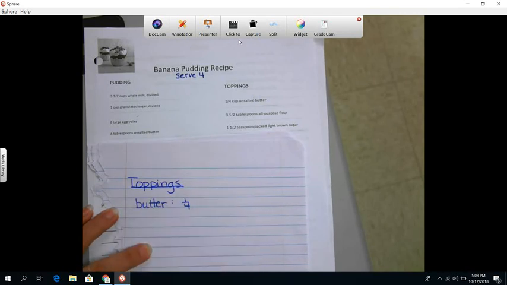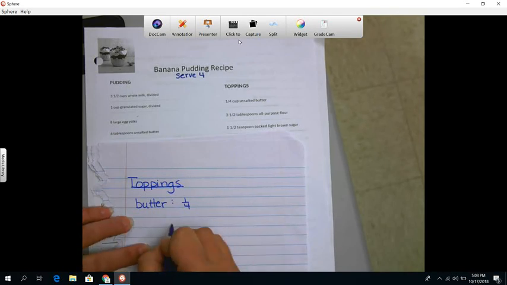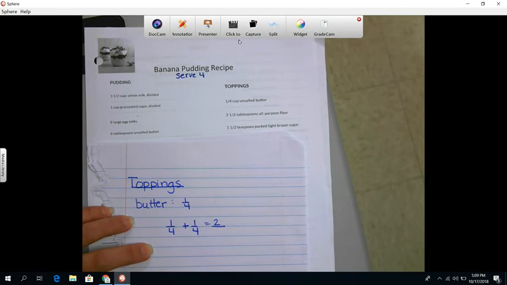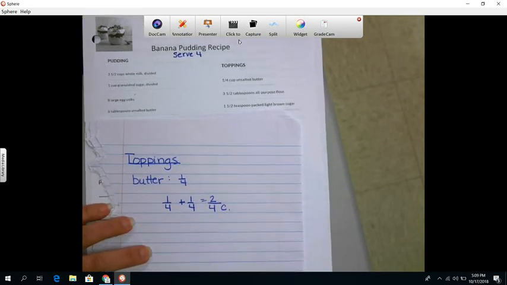Well, when I think of doubling butter, that means I need to do 1/4 plus 1/4. I know that 1 plus 1 is 2. And when we add fractions, remember that our denominator has to stay the same. You're right, it has to stay the same. So that's going to be 2/4 cup of butter. Well, we know that 2/4 can be reduced, remember? So 2/4, we think of it as being 1/2. Okay? 2/4 is the same thing as 1/2.